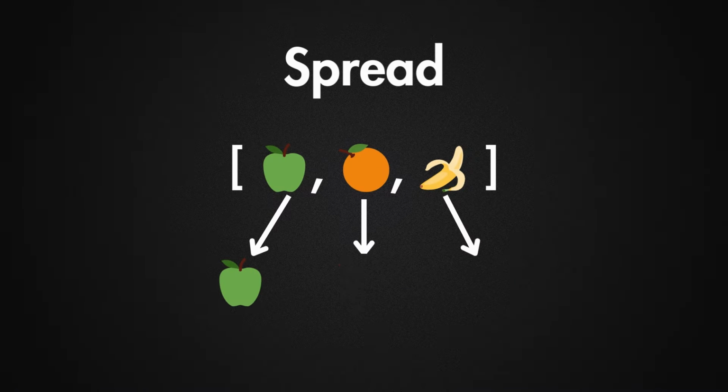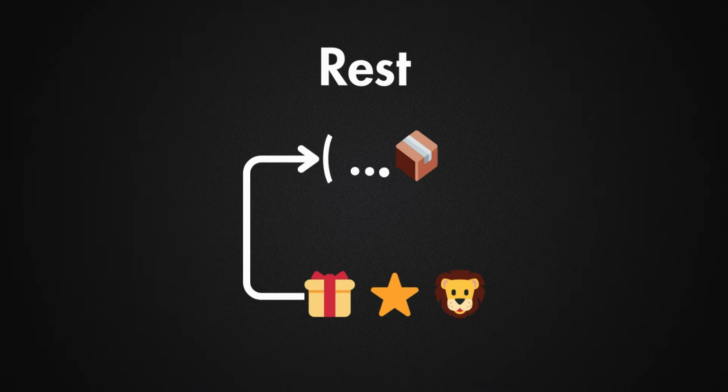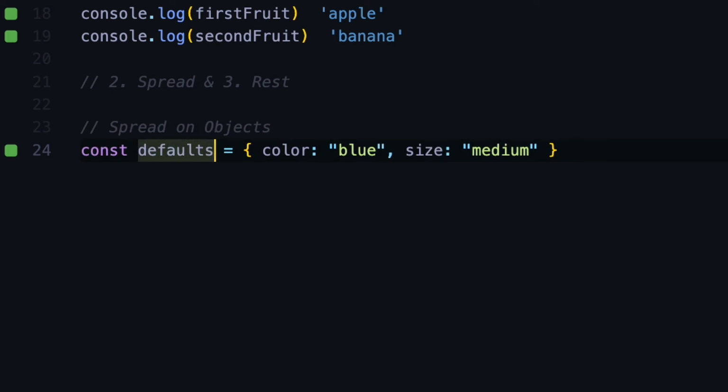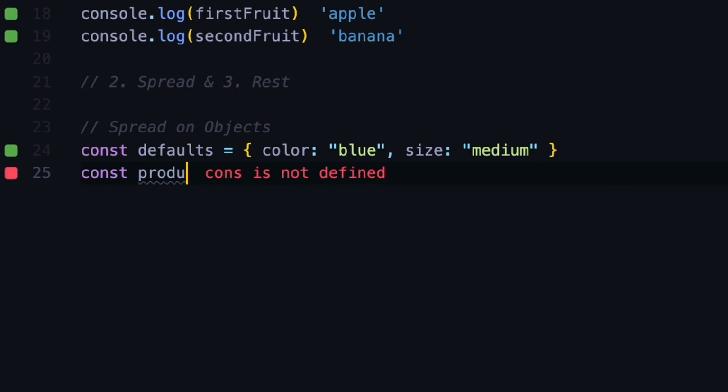Now let's have a look at the spread and rest operators, which both use the same syntax, but they have different purposes depending on the context that we use them. Let's say we have this example object which contains the defaults for products like the color and also the size. So if you don't assign anything, then it will be blue and the size will be medium. And now we want to create a product object and we want to set the default values if they are not assigned, and we also want to add some more properties to it.